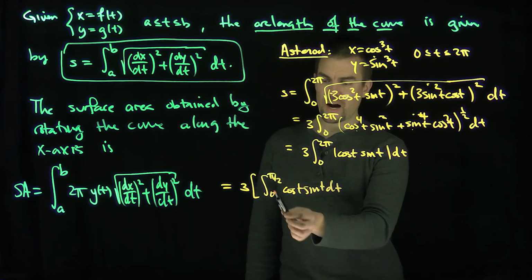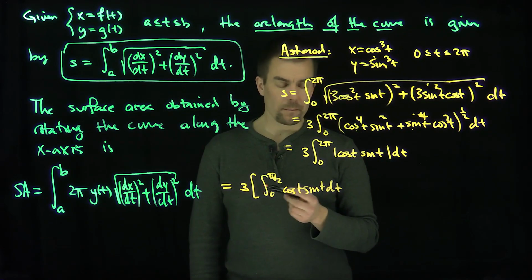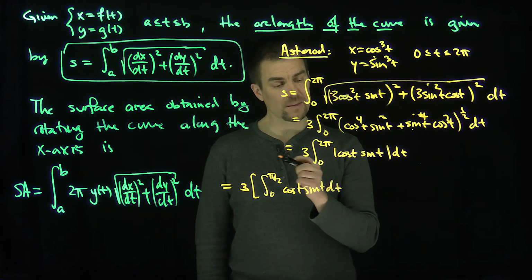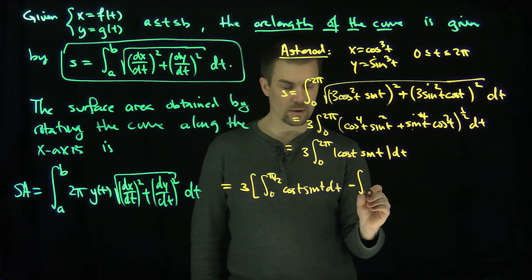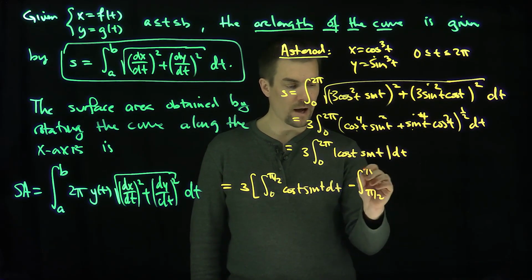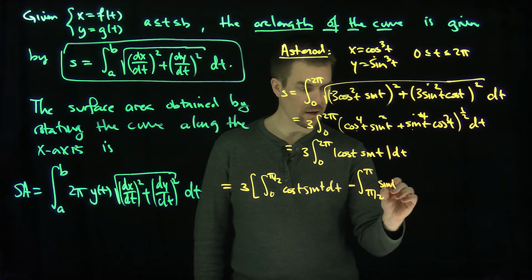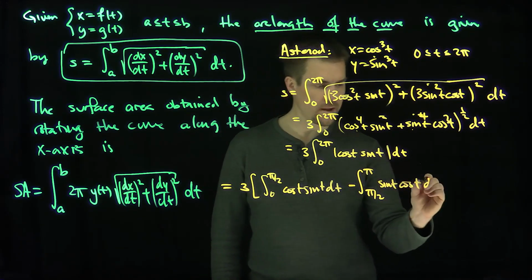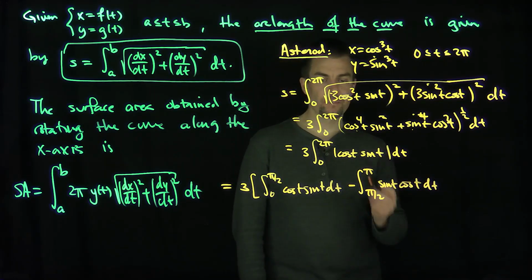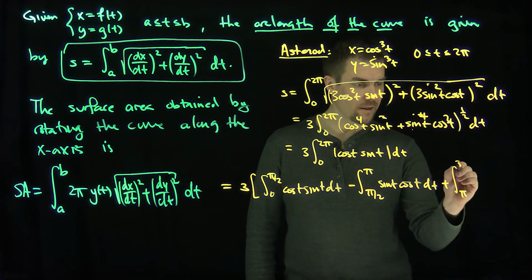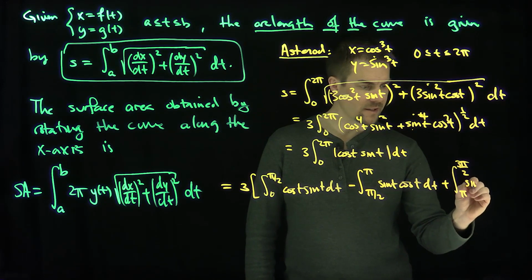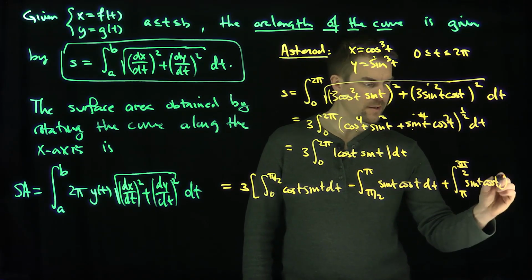Then between pi over 2 and pi, the cosine is going to be negative and the sine's positive, so I'm going to pull out a negative sign. So minus the integral from pi over 2 to pi of sine of t cosine of t dt. Between pi and 3 pi over 2, they're both negative, so I don't need anything. So I have an integral from pi to 3 pi over 2 of sine t cosine t dt.